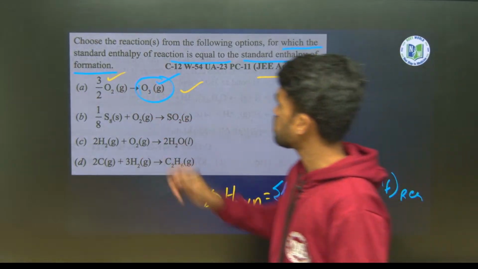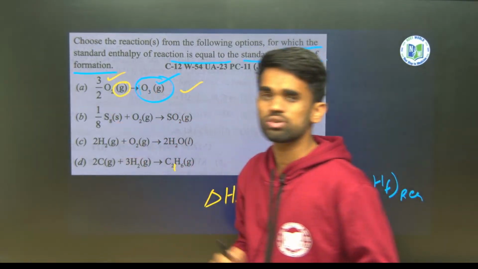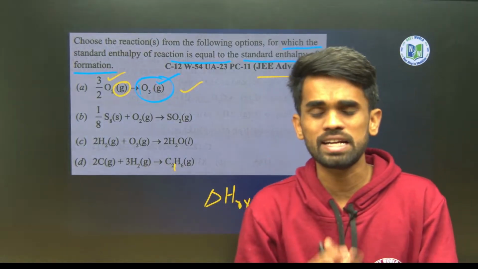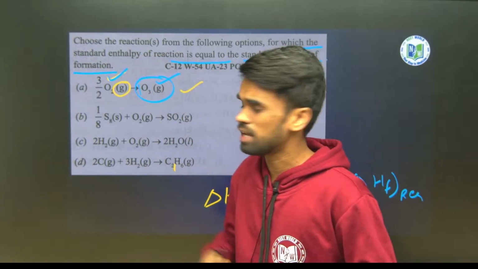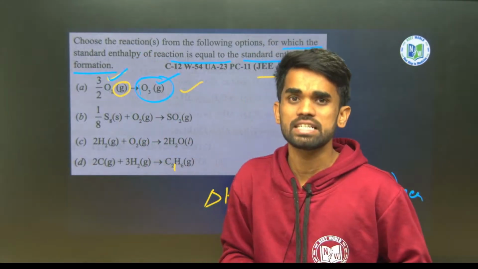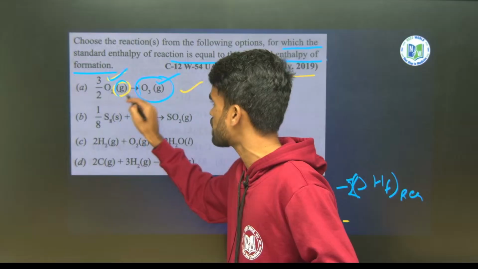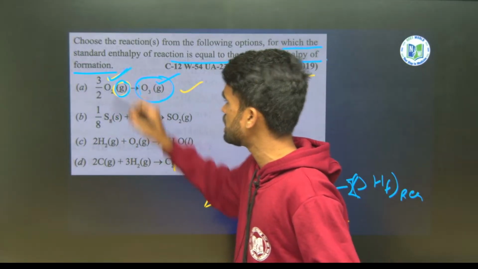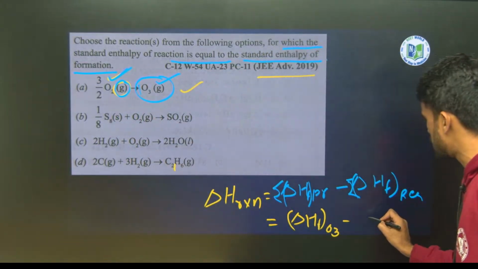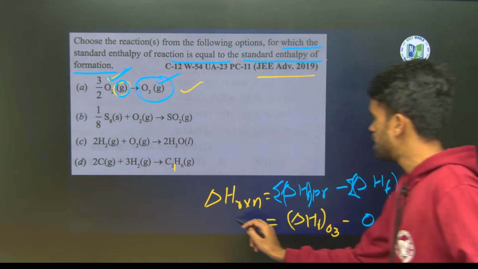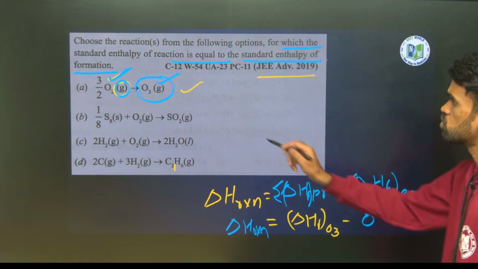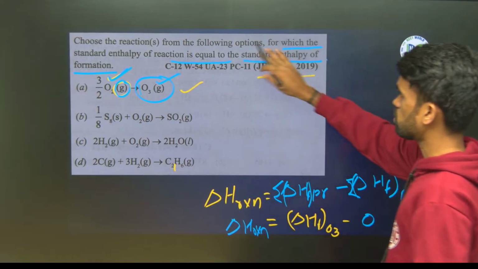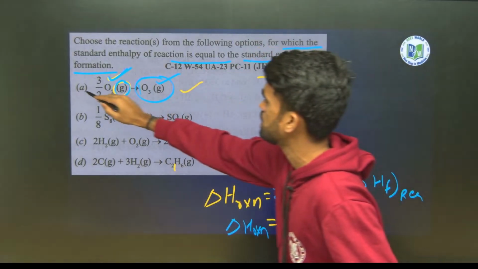So what is the standard form of O2? It is in the gaseous state only, at room temperature or at standard state. What is the elemental state or natural existence of oxygen? That is O2 in gaseous form only, no? So it means the heat of formation of O2 should be taken as 0. Therefore I can say delta H reaction is equal to delta H formation of ozone. So whatever the question is asking, that is satisfied by the first option.